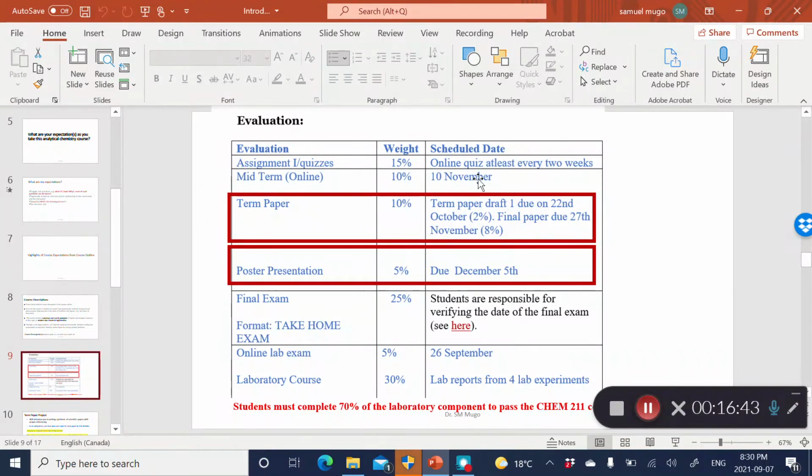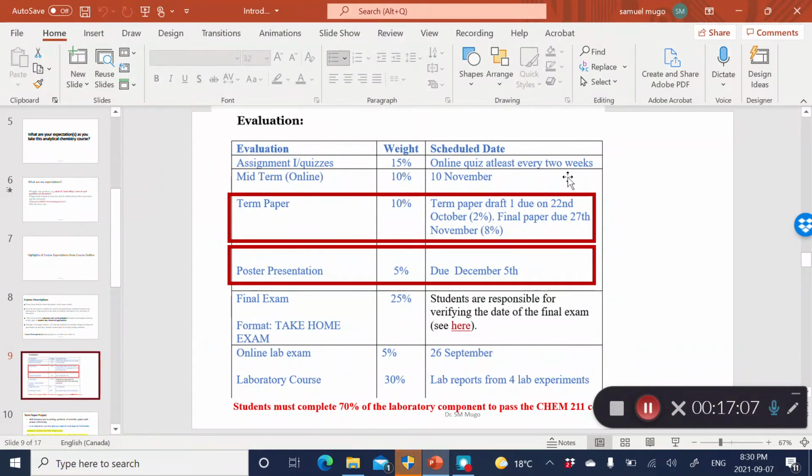So again, it's a take-home exam. It's open book. You don't need to really get stressed about that. In between the course, there will be some assignments that are gonna account for 15%, and they're gonna be posted on Blackboard. Maybe not every 2 weeks, but probably every 3 weeks or so, you're gonna get a small quiz that you can work on.